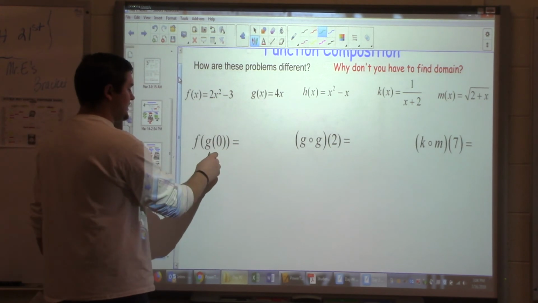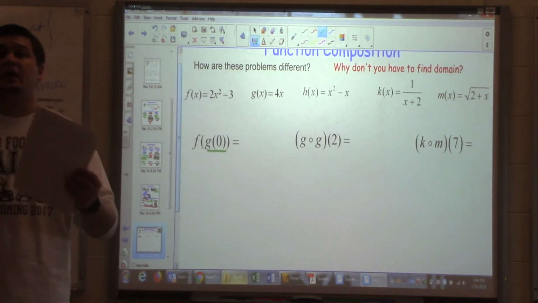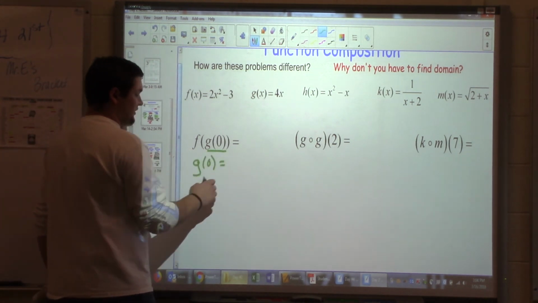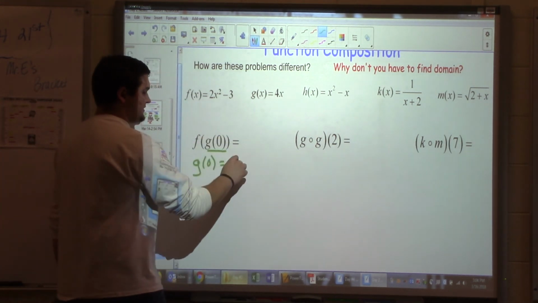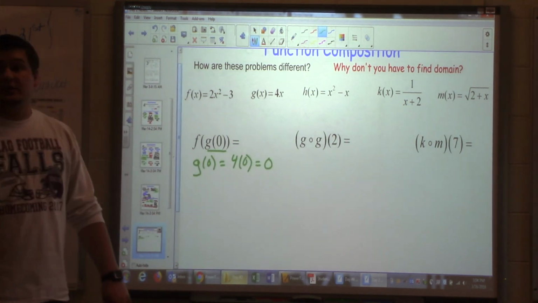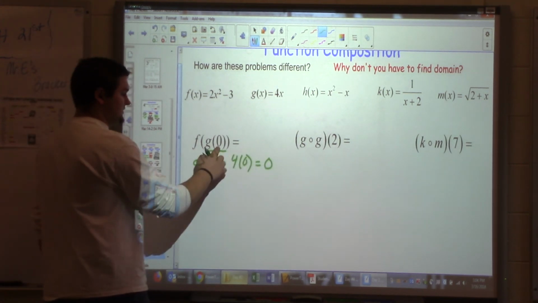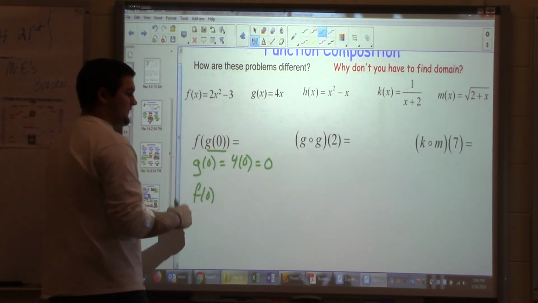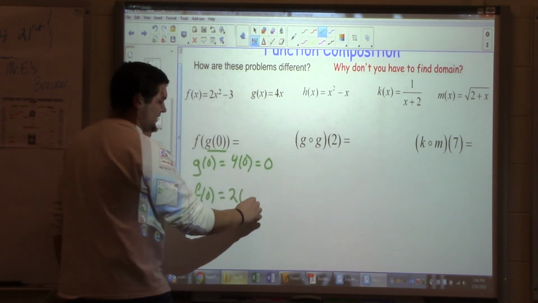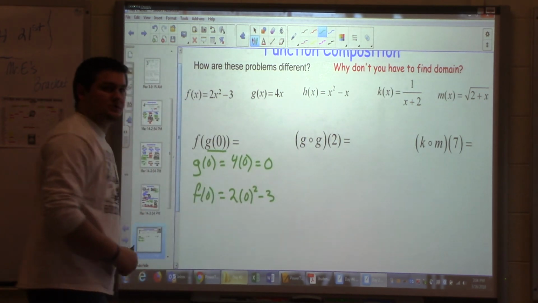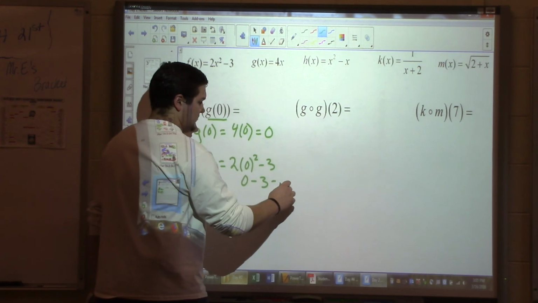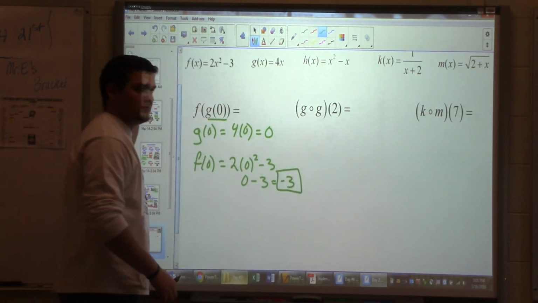So what this means is, same thing, we're working inside out. Find g of 0 first. So g of 0 equals, so 0 plugs in for x. 4 times 0 is 0. So then I'm replacing g of 0 with 0. So instead of f of g of 0, I get f of 0. So I'll plug it in. 2 times 0 squared minus 3. Well, that becomes 0 minus 3, equals negative 3. Awesome.